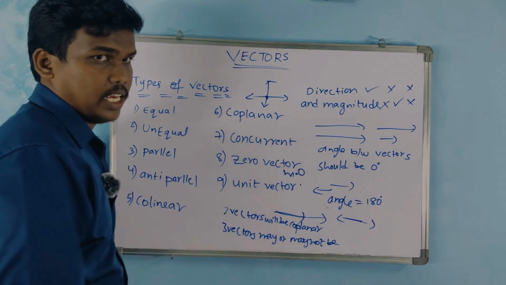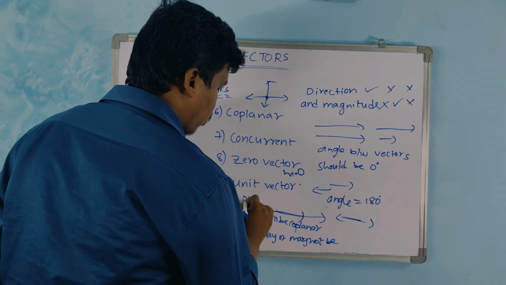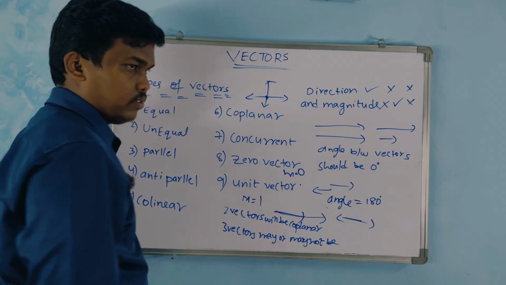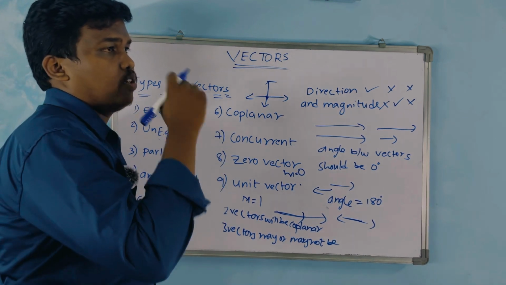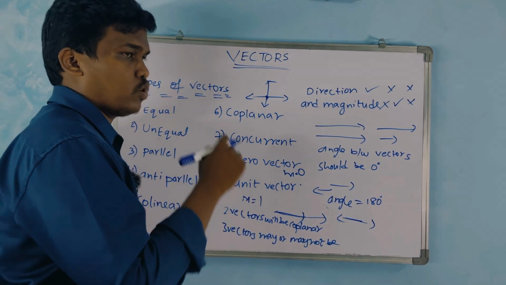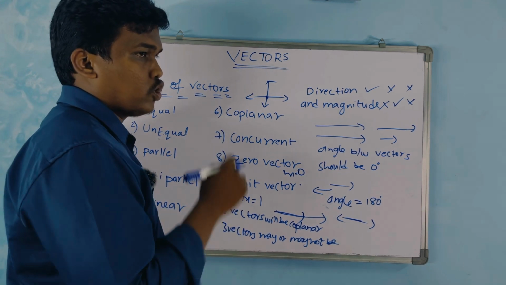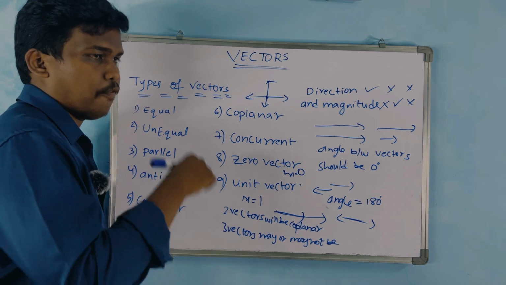The ninth one is unit vector. The unit vector's magnitude will be 1. This unit vector is used to show or represent the direction of the vector.